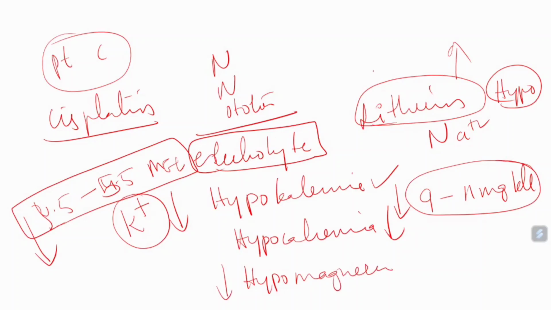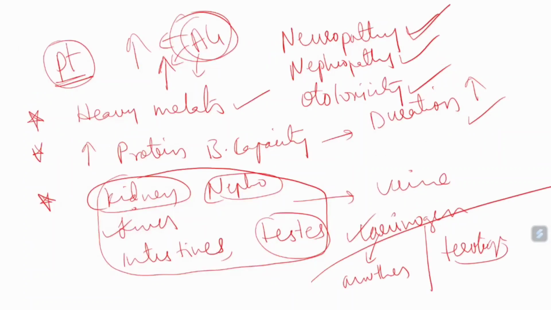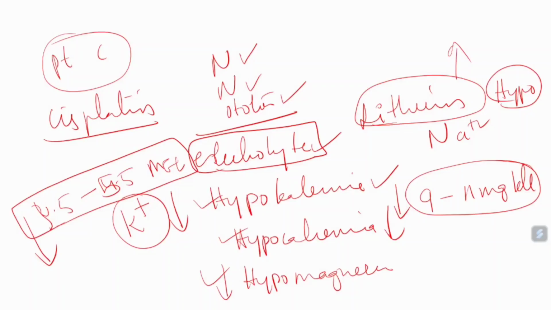So remember, cisplatin causes nephropathy, neuropathy, ototoxicity, and electrolyte imbalance: hypokalemia, hypocalcemia, and hypomagnesemia. It has good protein binding capacity, so it stays in the body for a long period of time. It is not easily excreted from the body. These are important points you have to remember about cisplatin. The mechanism you already know: it forms platinum complexes in the cell, damages the DNA, and through that decreases DNA replication. So these are some basic and important points about cisplatin.